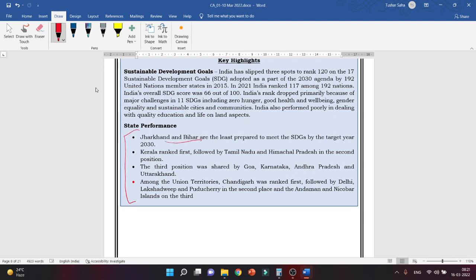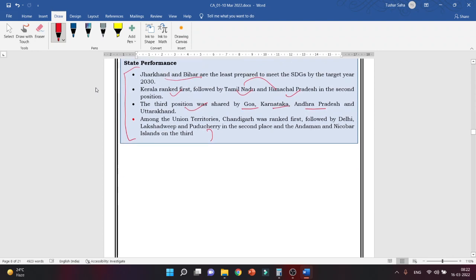Jharkhand and Bihar are least prepared to meet the SDGs by the target year 2030. Kerala is ranked first, followed by Tamil Nadu and Himachal Pradesh in the second position. The third position is shared by Goa, Karnataka, Andhra Pradesh, and Uttarakhand. A recent report was already released in the month of, I think, November or December by NITI Aayog, and they too have the same ranking. So you don't have to do extra. It's just a revision of that report. All these points, you can go through.